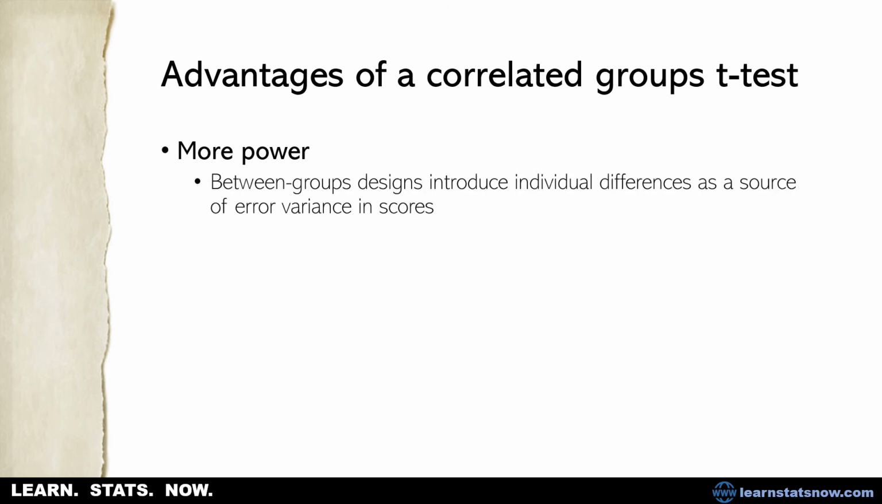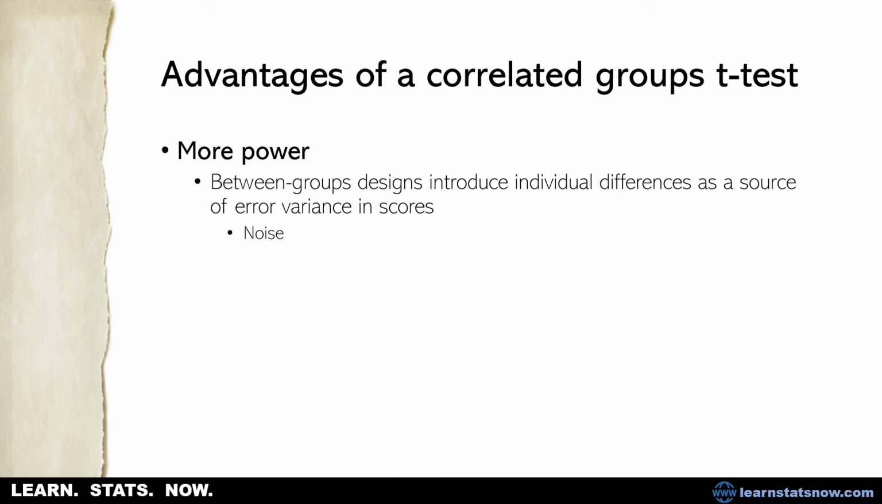Okay, so advantages of a correlated groups t-test. First of all, they're more powerful, and there's a long statistical explanation for why, but it basically boils down to this. Between groups designs introduce individual differences as a source of error variance in scores, and that creates noise. So it makes it a little bit harder to detect true effects in the statistical test. So if I have a whole bunch of folks who are randomly assigned to one group and a whole bunch of folks that are randomly assigned to the other group, they differ in a couple ways.